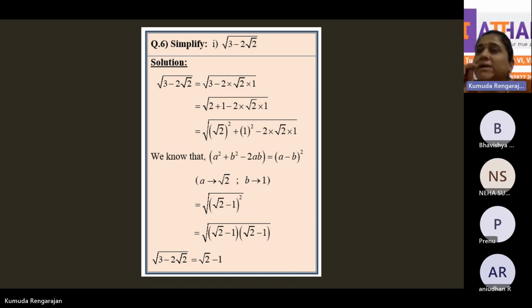So understand? 1 by root 7. We have to find 1 by root 7. Root 7 is irrational, so we'll rationalize the denominator. So that makes it root 7 by 7. Now take the value of root 7. All right.